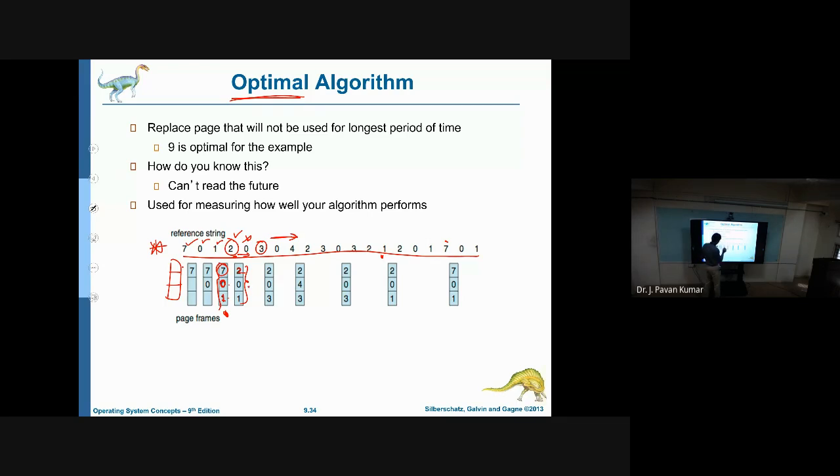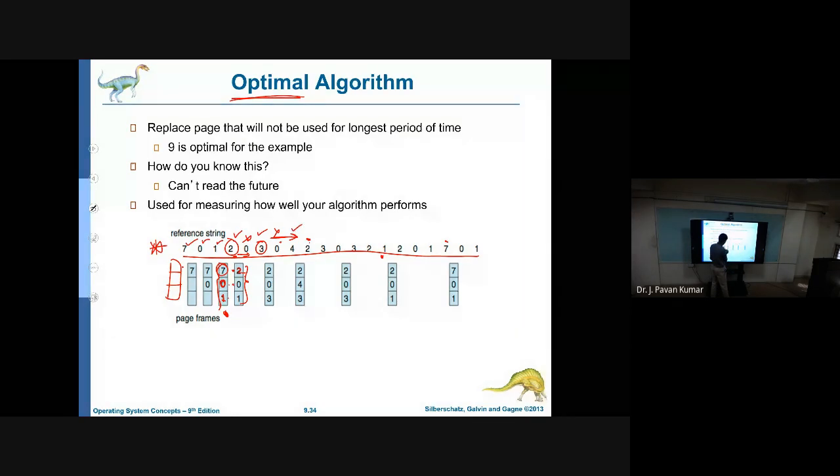Next 4, okay, where we are having 1, 2 also we are referring here. 0 we are referring, 2 we are referring. So these two we will not replace. 1 we can select to replace. So 203 will be the contents of the main memory. Next 0 is present, so no page fault. 3 means page fault will occur. 0 means no page fault. Next 4, again page fault will occur.